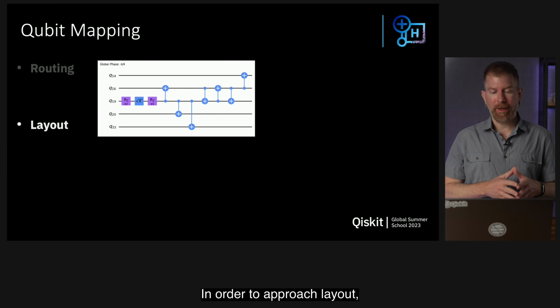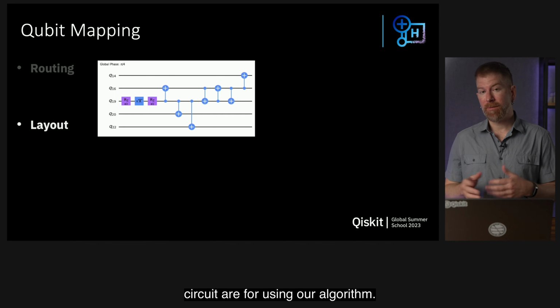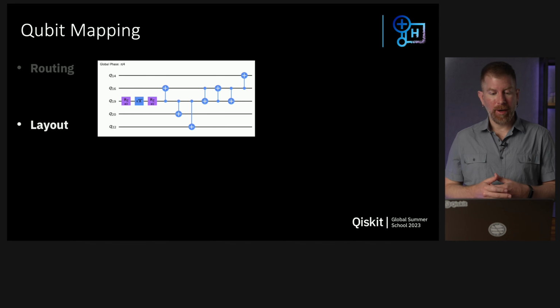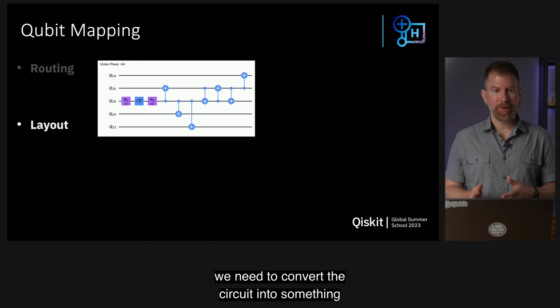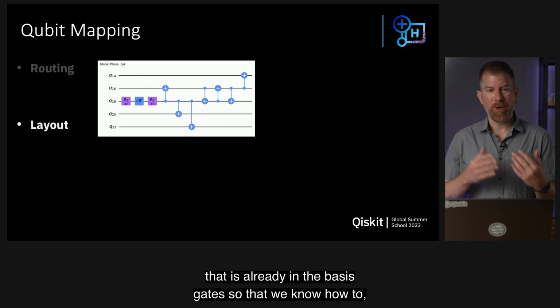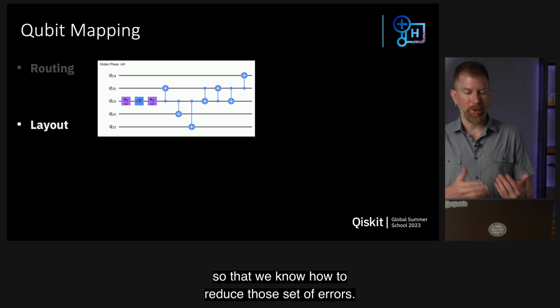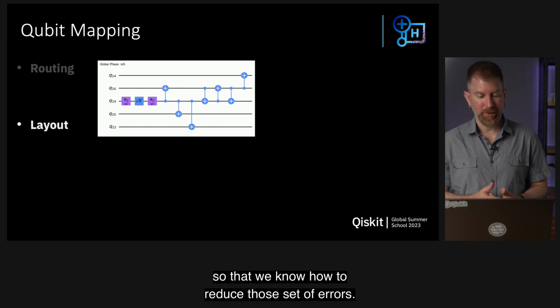In order to approach layout, we need to figure out what the best qubits on the actual circuit are for using our algorithm. In that way, we need to convert the circuit into something that is already in the basis gates, so that we know what the errors are for the gates we want to do, so that we know how to reduce those set of errors.